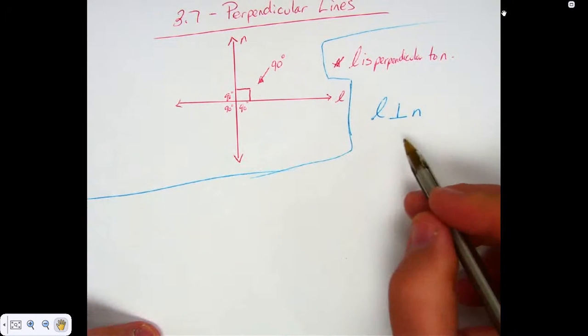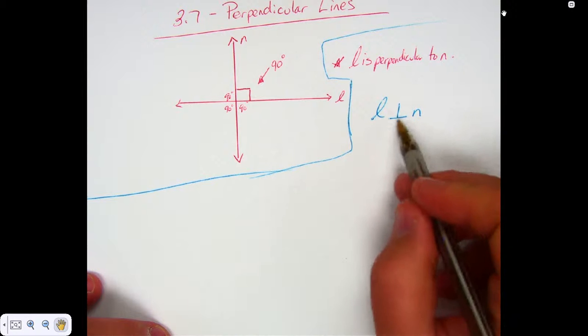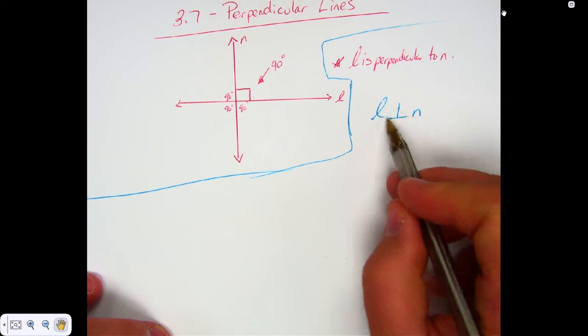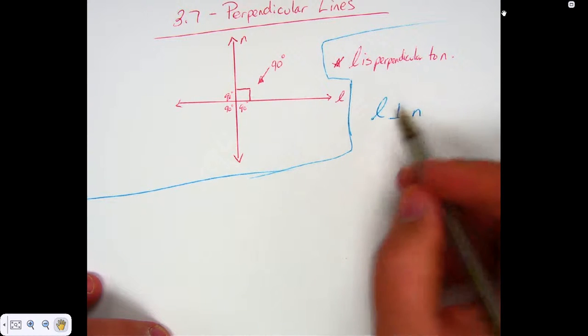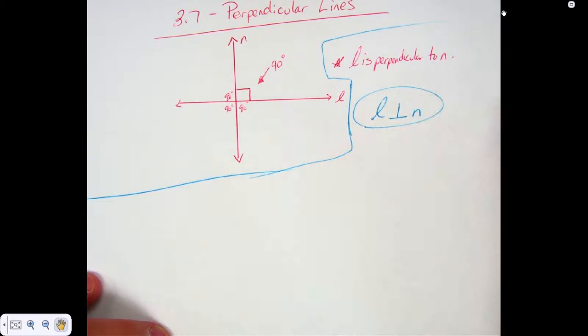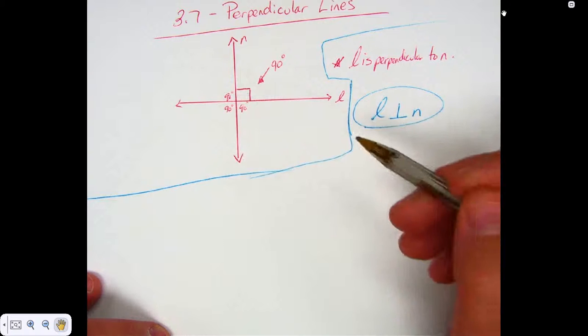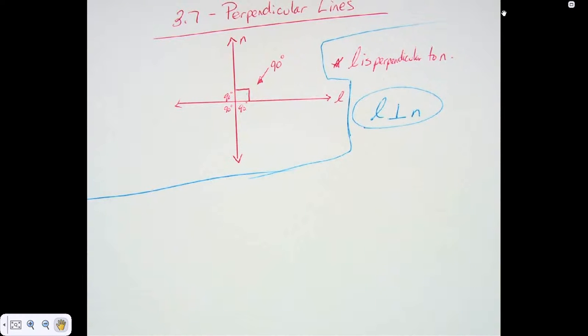So L is perpendicular to N. As you can see, it looks like two right angles here, doesn't it? The upside down T. We're going to expect you to know what that means. So when someone says that, they're saying it creates what kind of angles? 90-degree angles. And if you remember, we've talked about complementary angles and things like that.